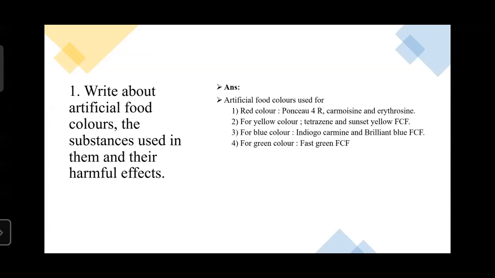For red color, Ponceau 4R, erythrosine. For yellow color, tartrazine, sunset yellow. For blue color, indigo carmine and brilliant blue FCF. For green color, it is used in fast green, that is FCF.